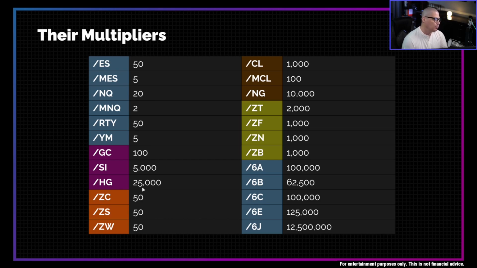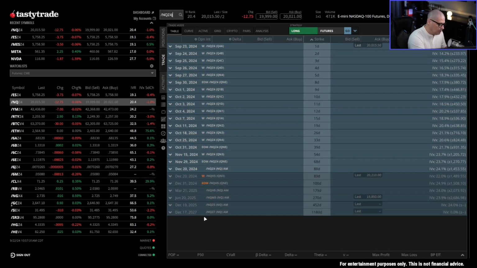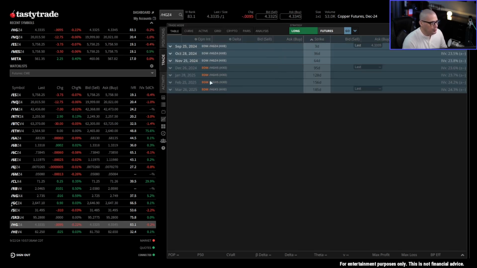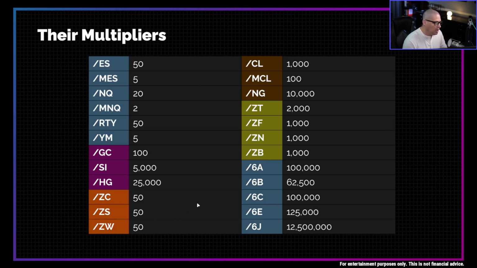And you can see some of these have really big multipliers. For example, copper, a 1 point move in copper is actually $25,000. Now, that may seem strange, but copper is a low price product. A 1 point move is a huge move. You can see copper is currently trading at $4.33. So if it went up to $5.33, which would be a gigantic move, that'd be like a 25% increase in copper price, right? But that's a $25,000 move for a 1 point move. And I went ahead and charted the multiplier out for what I consider some of the most popular futures products.